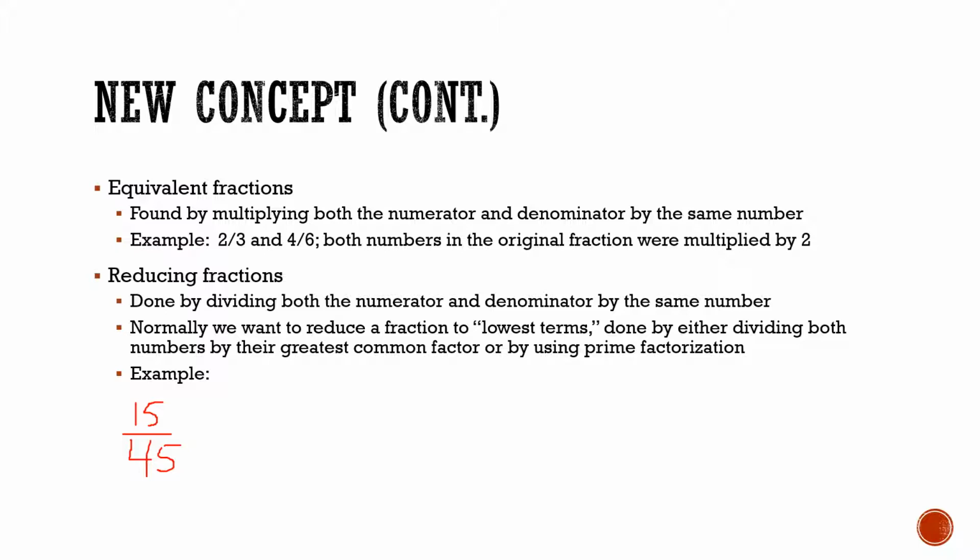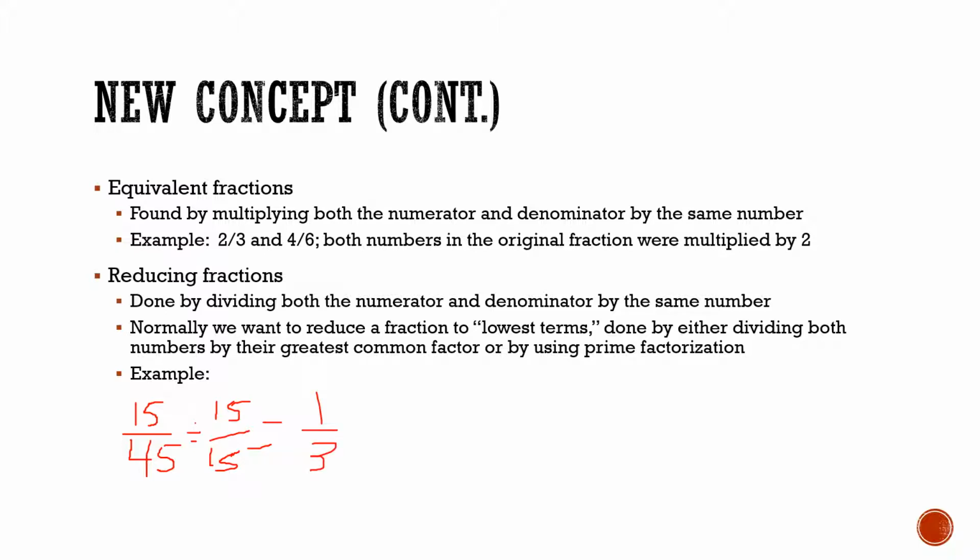So if I were to find all the factors of 15, it'd be 1, 3, 5, and 15. 45 would be 1, 3, 5, 9, 15, and 45. So now I just find my greatest common factor, which is easy in this one. It's 15. Then I'm going to erase this because it's in my way. And I'm going to divide both top and bottom by 15. And I would get 1/3.